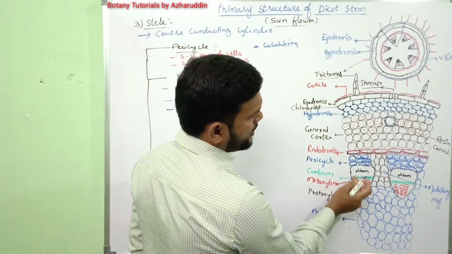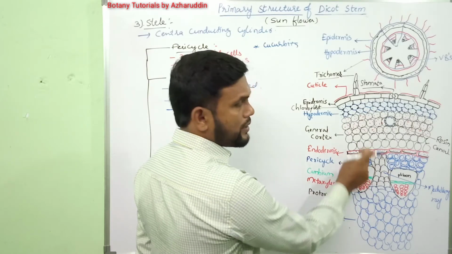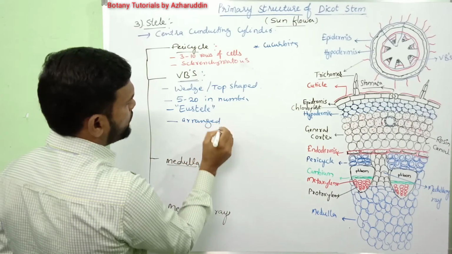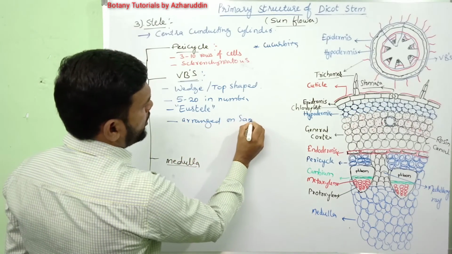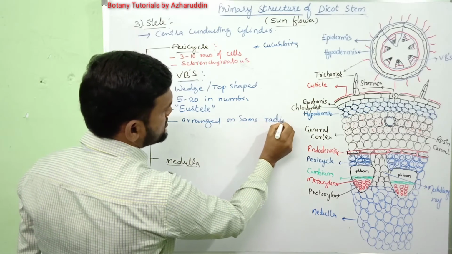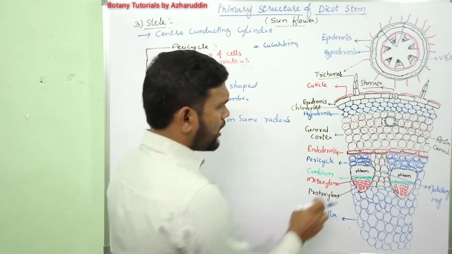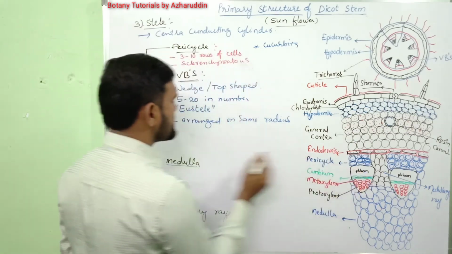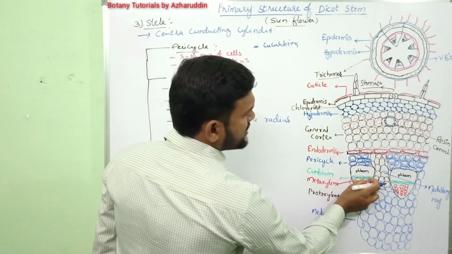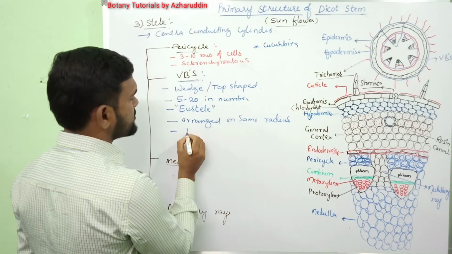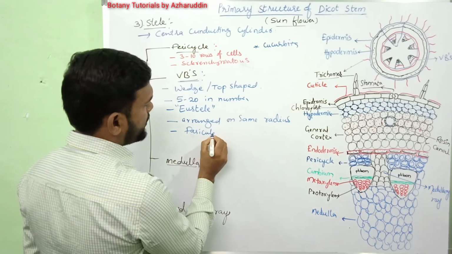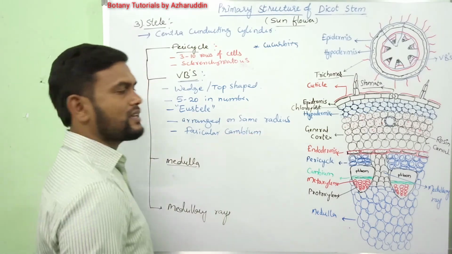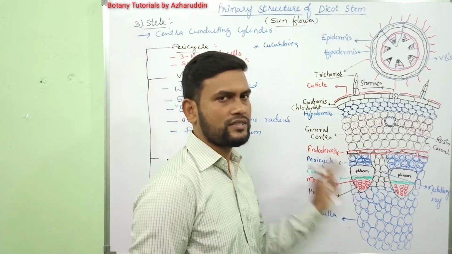In the vascular bundle, the xylem and phloem are arranged on the same radius, and both are joined. In between the xylem and phloem, there is a meristematic layer. That meristematic layer is called fascicular cambium. This fascicular cambium is useful in secondary growth, forming secondary xylem and secondary phloem.